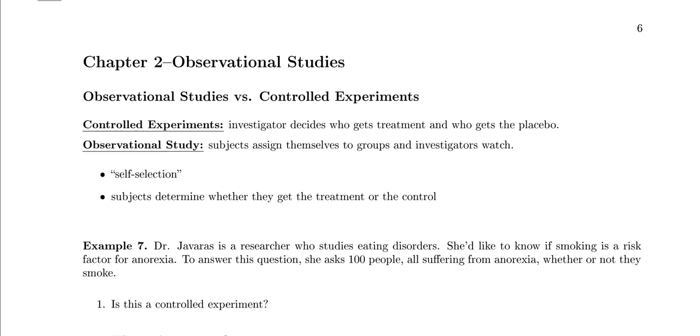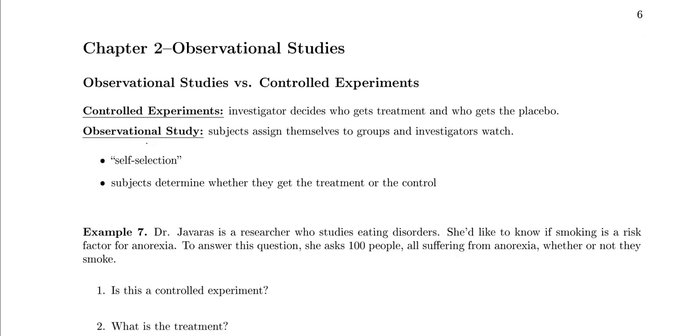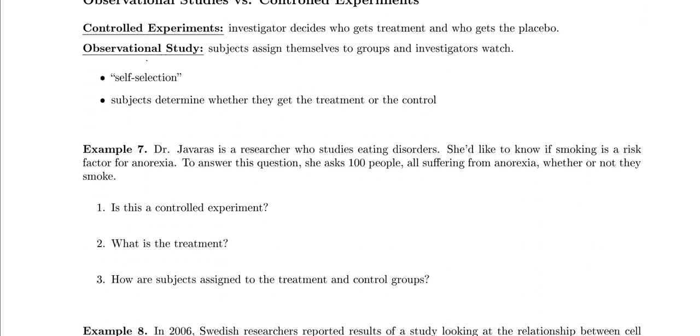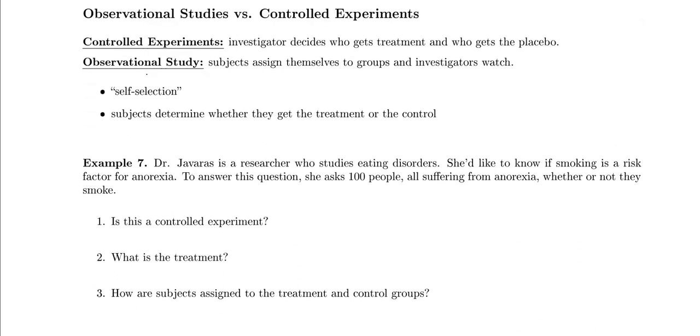In example 7, Dr. Javaris is a researcher who studies eating disorders. She would like to know if smoking is a risk factor for anorexia. To answer this question, she asks 100 people, all suffering from anorexia, whether or not they smoke. So first, is this a controlled experiment? No, it would be an observational study, because she's just asking questions and watching. She's not controlling anything.